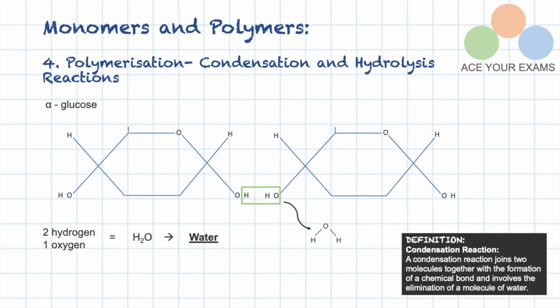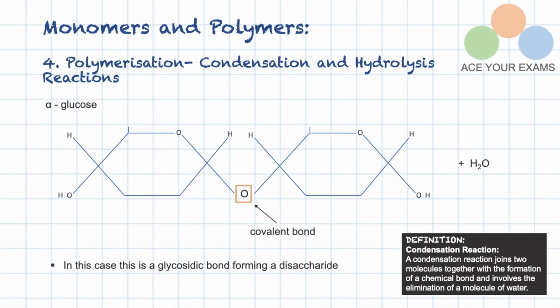So therefore, if this was to be eliminated, you form a covalent bond via the remaining oxygen atom, and a molecule of H2O or water is released. And this is how you'd represent this process. So in this case, a covalent bond formed is known as a glycosidic bond, but don't worry too much about that. That's a topic for another day.